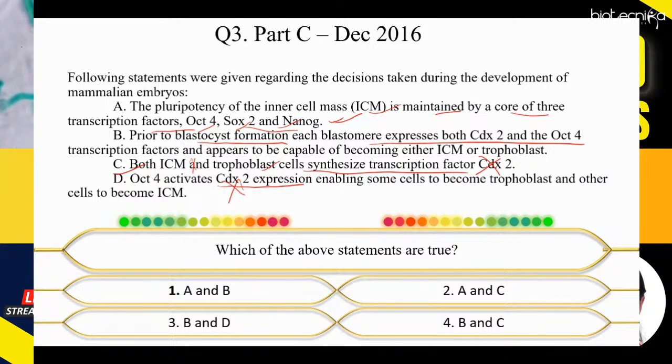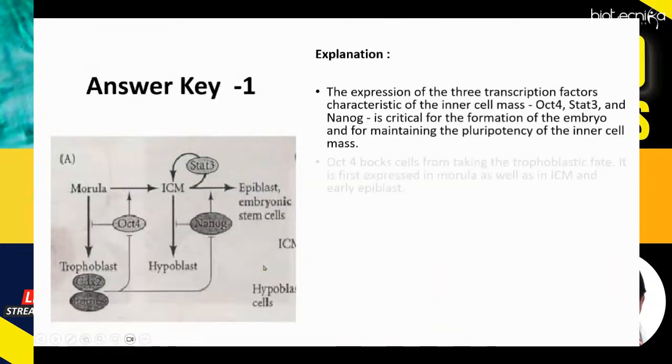If that had been the case, OCT4 was in the ICM, so in the ICM also you would have seen CDX2. But you don't see CDX2 in the ICM. So C and D are not correct. A and B, option 1, is the right answer. All right? So, moving on to the next one.